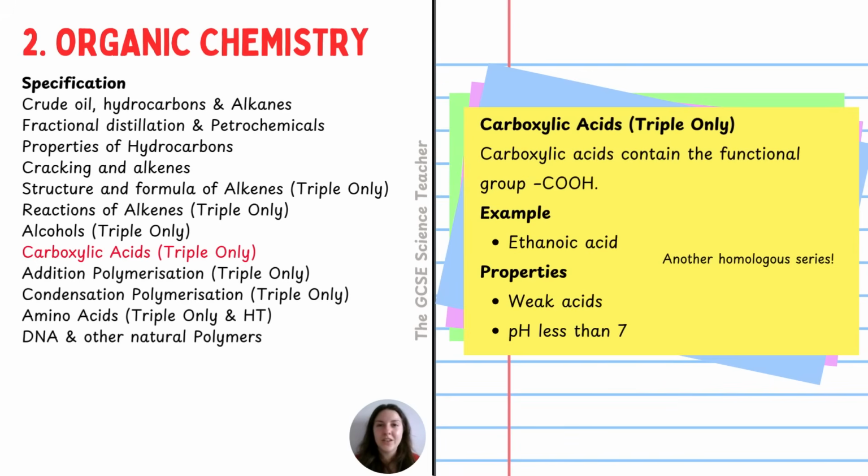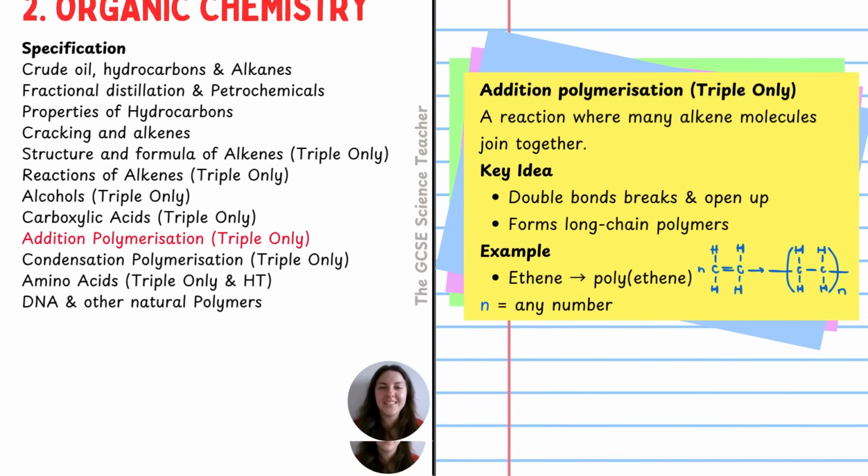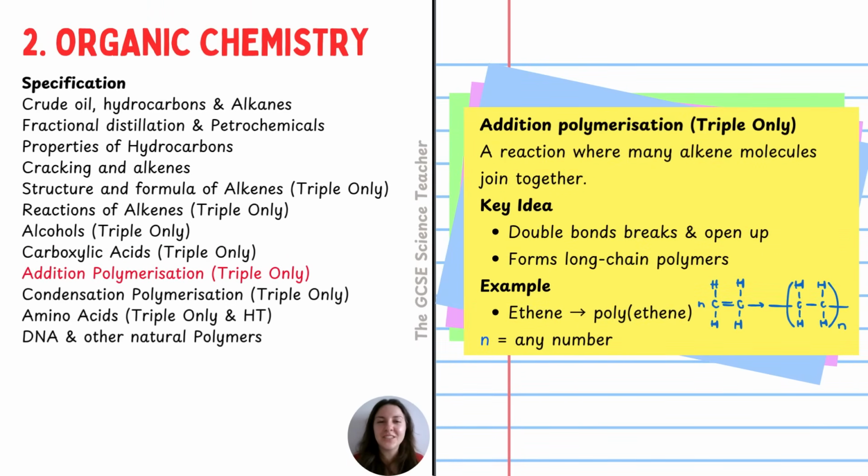Carboxylic acids, another type of compound you need to be able to recognize. So they also have a functional group, which is COOH. And a key example is ethanoic acid. These are weak acids. Ethanoic acid is actually vinegar, you guys, a science word for that. And because it's a weak acid, it has a pH of less than 7, but it's a weak acid, so it only partially ionizes.